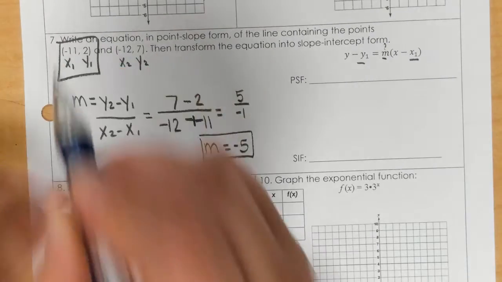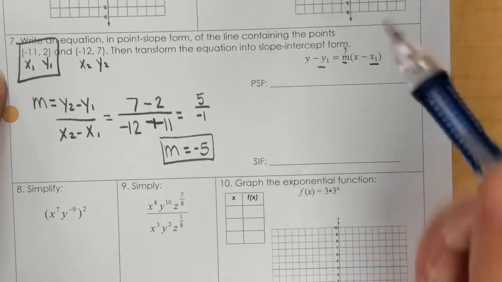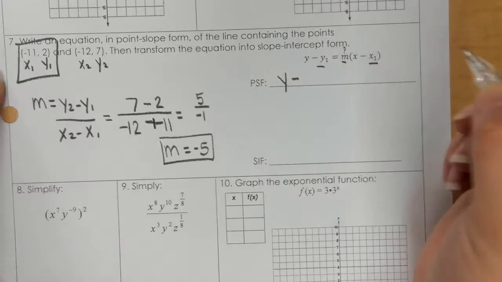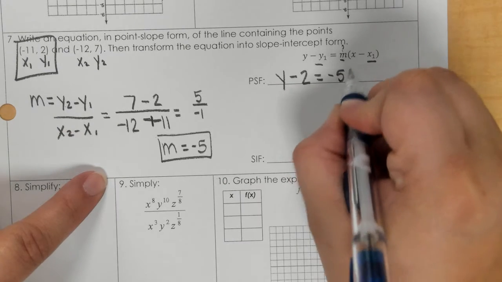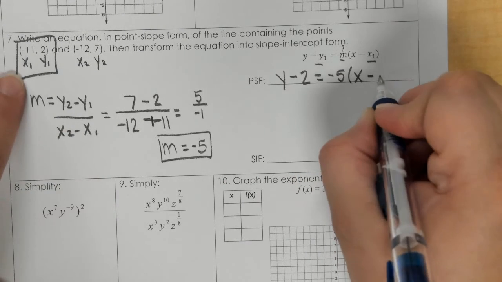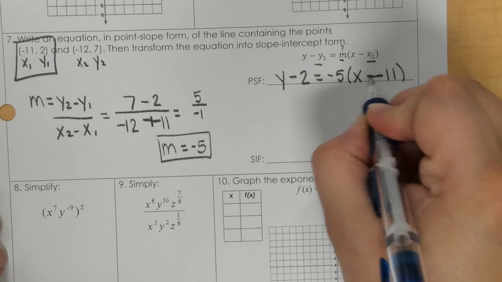Again, I have that x1 and y1 over here, and we're going to plug these 3 numbers into point-slope form. So y minus 2, m is -5, and then x minus -11. Okay, this becomes a positive.